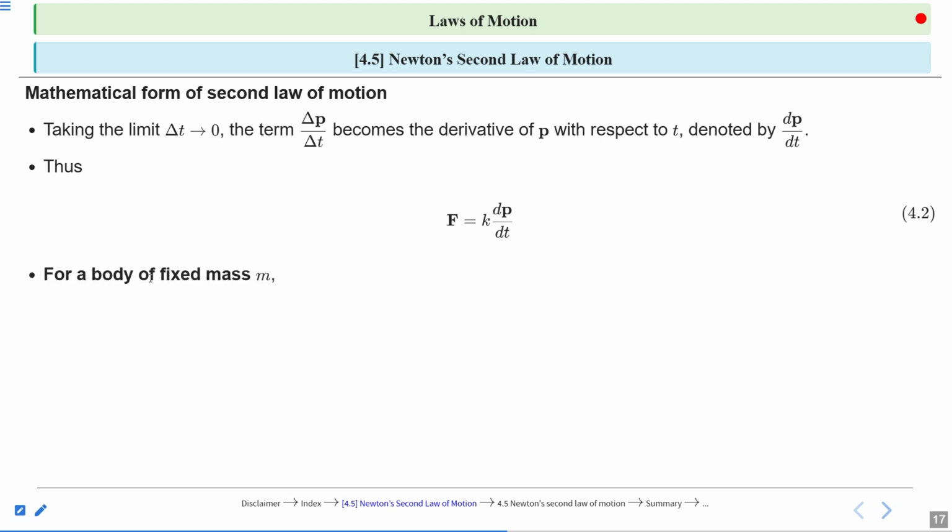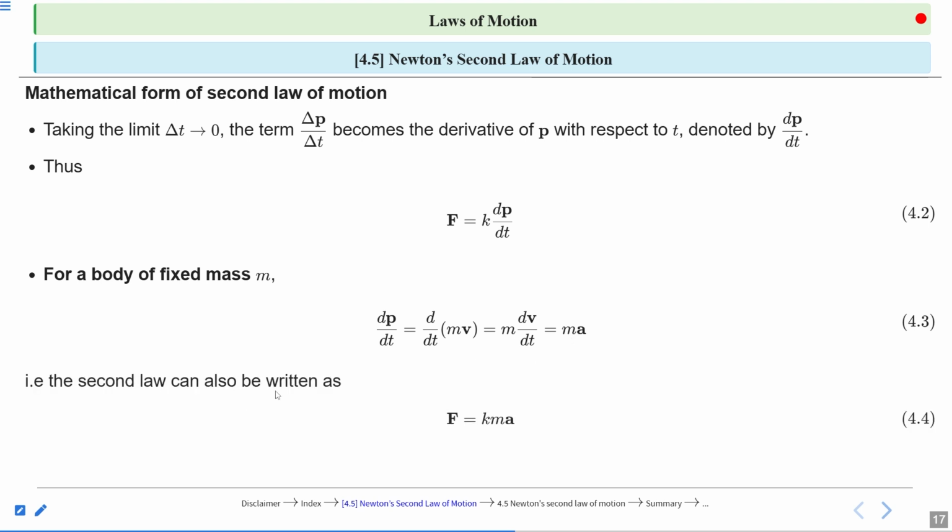For a body of fixed mass m, rate of change of momentum is equal to d(mv) divided by dt, mass into velocity. So here mass is constant, so it comes outside, m, and the remaining term is dv upon dt. The rate of change of velocity is acceleration. So rate of change of momentum is equal to mass into acceleration.